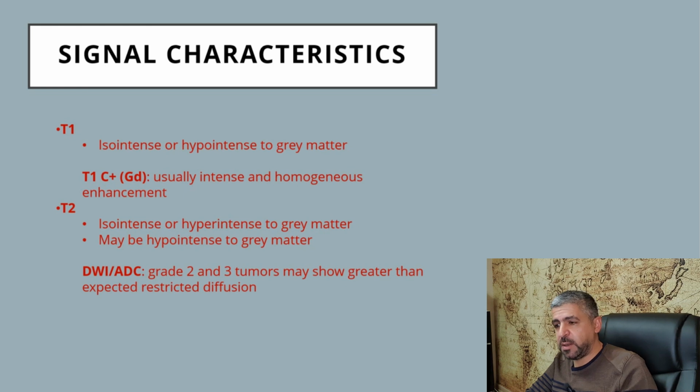And on T2 weighted images, it will show isointense or even hyperintense signal to the gray matter, and maybe hypointense to gray matter, especially in cases of the presence of calcification. On diffusion weighted images, the higher grade meningiomas like grade 2 and 3 may show greater than expected restricted diffusion. So on diffusion imaging, if you see diffusion restriction, think of a higher grade meningioma.